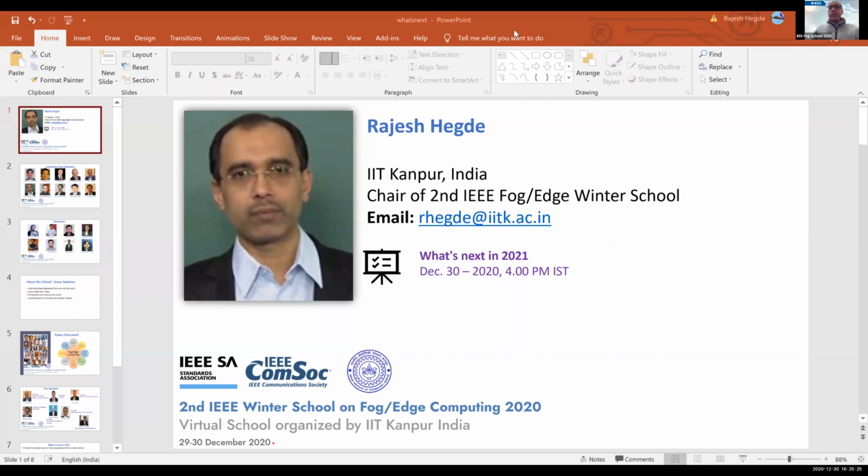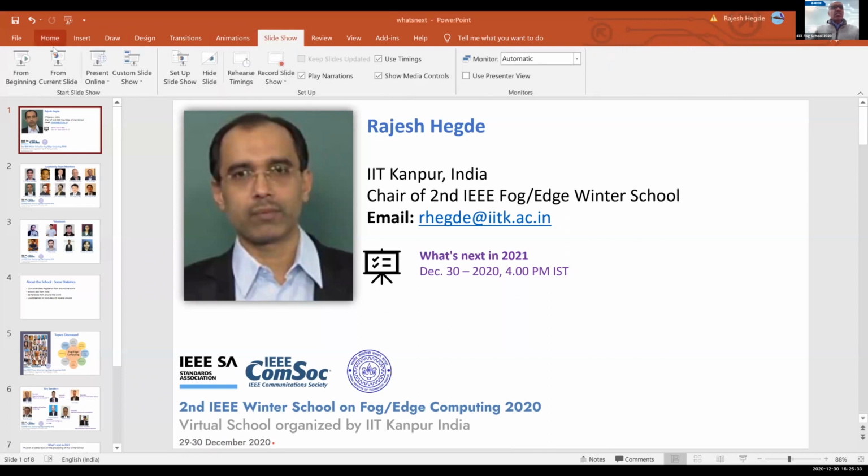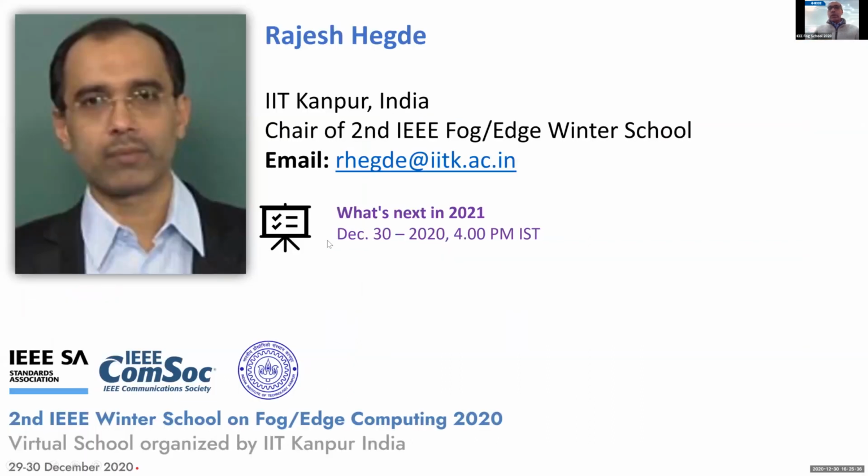Actually, I was supposed to give a talk today, but then I bumped him out. I was supposed to give a talk on AI and ML for fog and edge, but I'm not going to do that. But what I'll do now is, I'm just trying to see if I can, just give me a moment. Okay, so what I'm going to do is summarize the winter school and probably give out what we plan to do next.